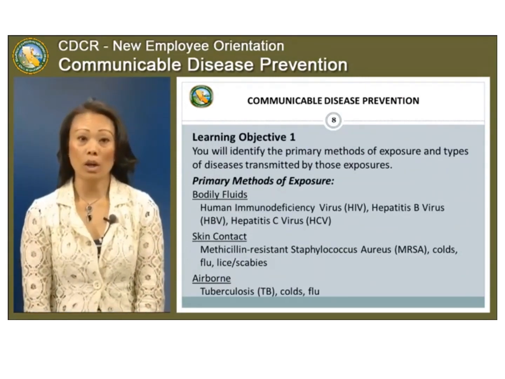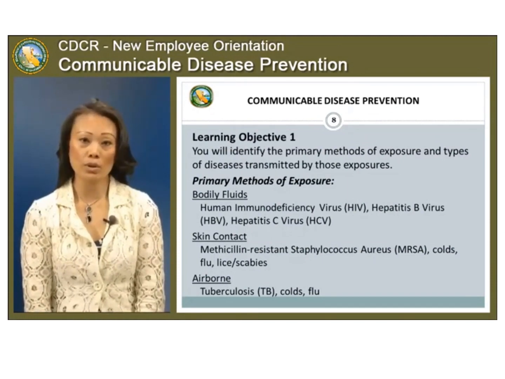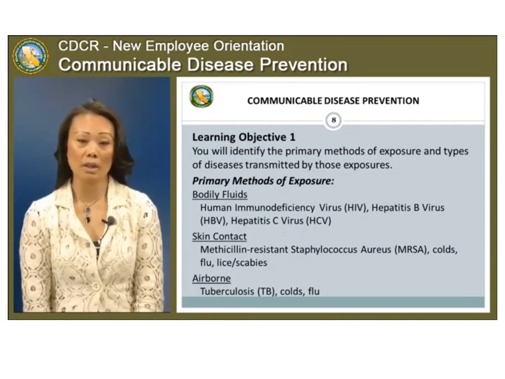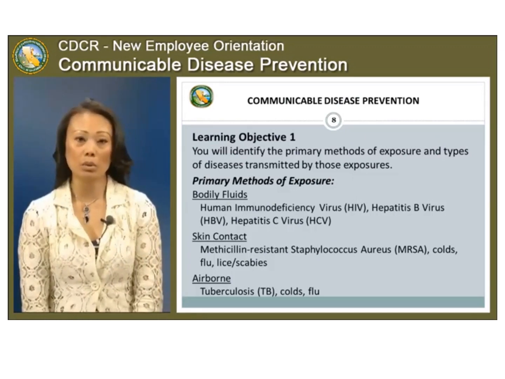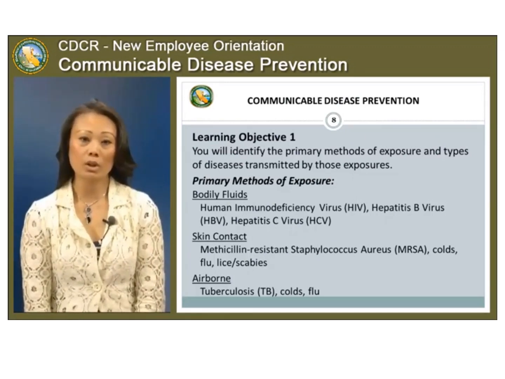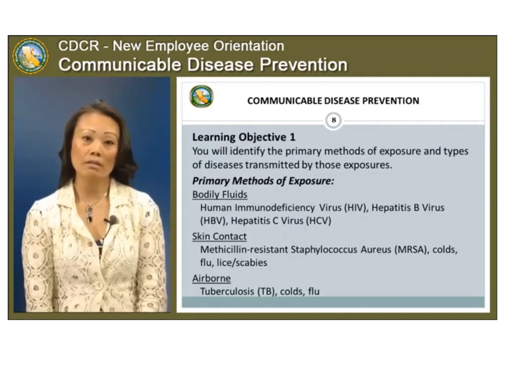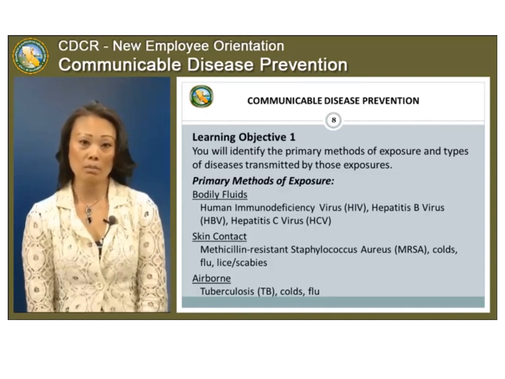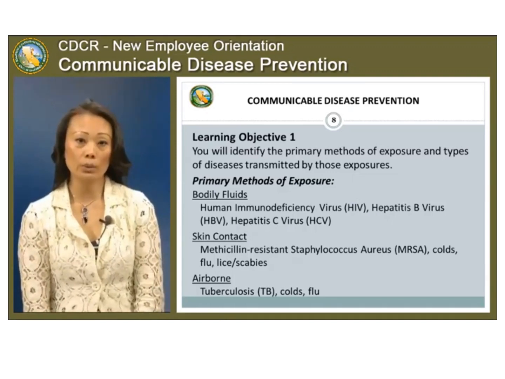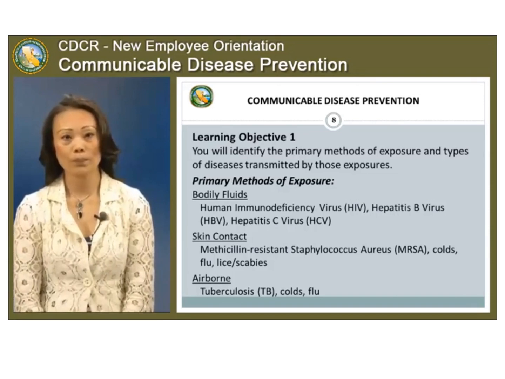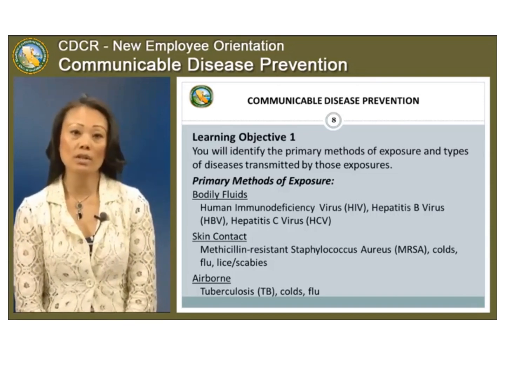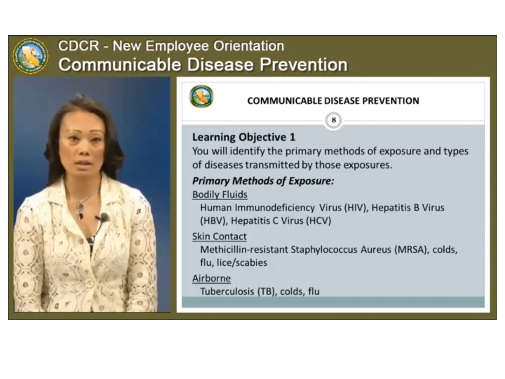Learning Objective 1. You will identify the primary methods of exposure and types of diseases transmitted by those exposures. Although classified as bloodborne, these diseases can be transmitted from other bodily fluids such as semen, vaginal secretions, breast milk, spinal cord fluid, brain fluid, other organs, and joint fluids. Bloodborne pathogens are present in human blood and can cause disease.